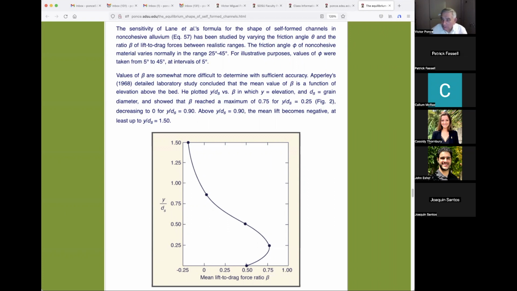It's instead the pressure down, because a lift is a pressure up. It's lifting, right? Negative lift means that. Exactly how does that happen? To be honest with you, I can't tell you. I don't know. Why would the lift become negative? But Apperly says it does.